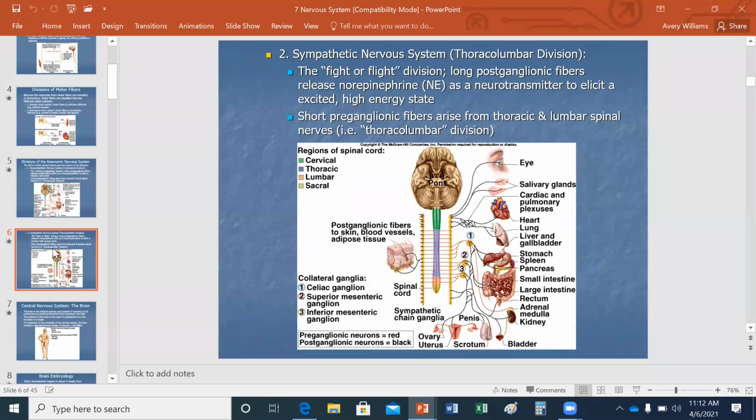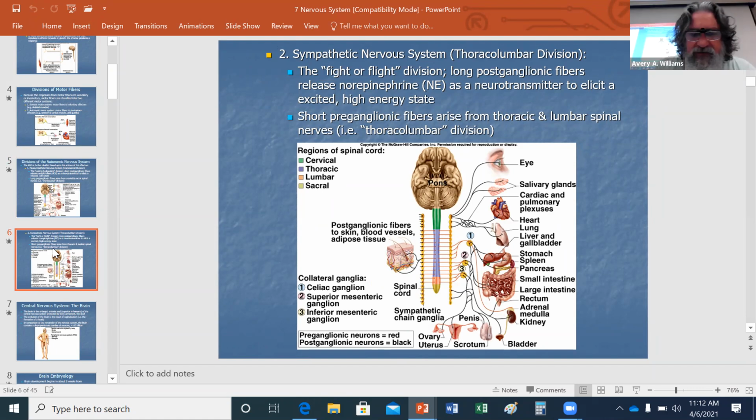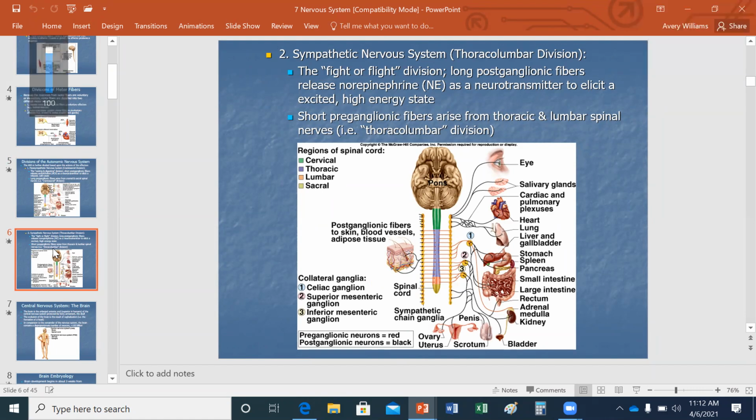Thank you. So I'll piggyback on that because I have a question that deals with the same thing. Norepinephrine is both a hormone and a neurotransmitter, but in the sympathetic nervous system, it's considered a neurotransmitter.